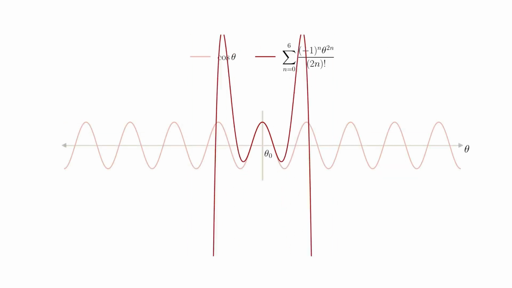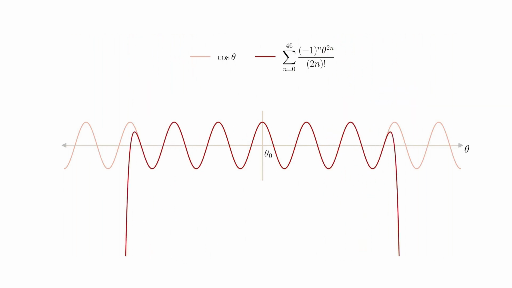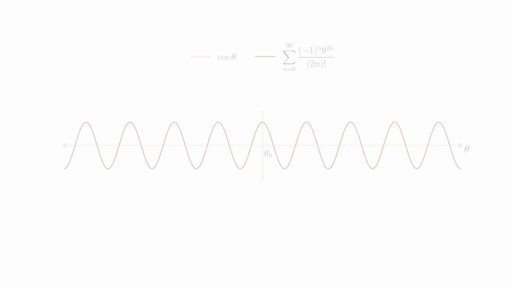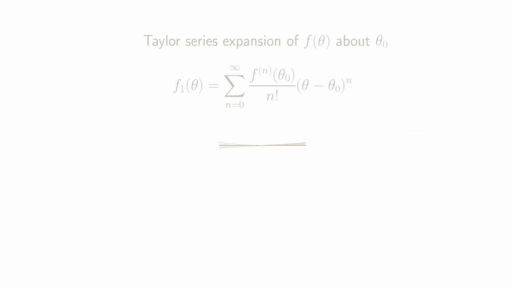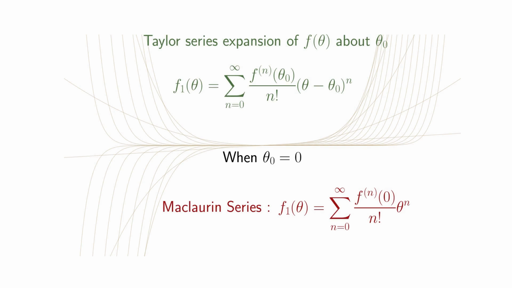See that adding the terms one by one builds the function from the reference point. At the limit of adding an infinite number of terms, we'll converge to the cosine function everywhere. The representation of a function using an infinite series of power functions is called the Taylor series. Taking 0 as our reference point gives us a special case of the Taylor series called the Maclaurin series.